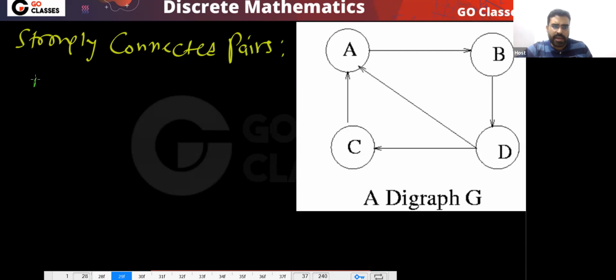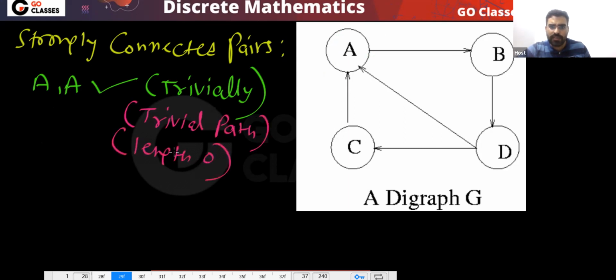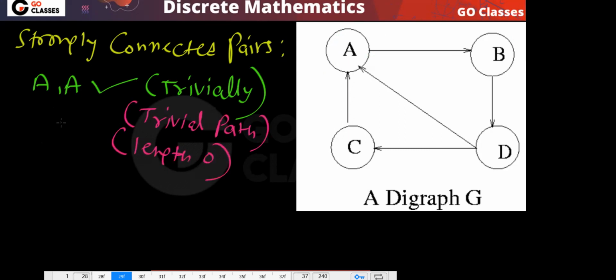Tell me, A comma A, are they strongly connected pairs? Yes, because it is very trivial. You can go from A to A trivially, like you just don't walk. There is a path from A to A, a trivial path, a path of length 0. Trivial path you have from A to A. So yes, they are strongly connected.